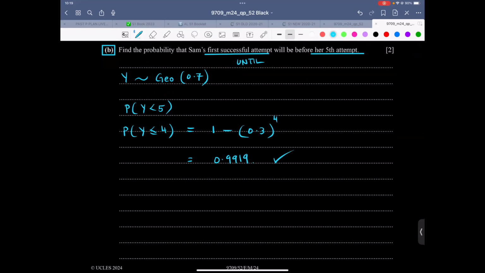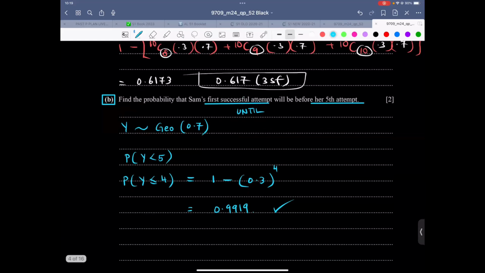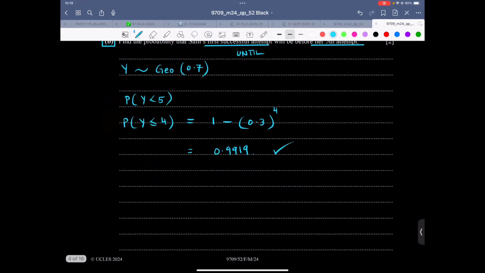This is an exact answer, so I'll leave the answer as it is. And also double check, if this is exact, leave it as it is. If it's inexact, then round it off. So 2 parts are done.